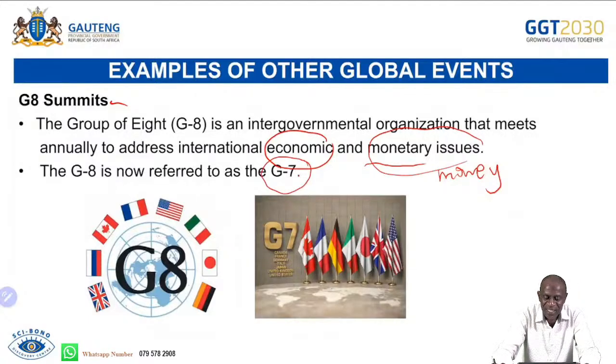It is called the G7 because one member state withdrew its membership from the G8. So now instead of having 8 countries, we remain with 7 countries. And now this summit is named the G7. So we no longer have the G8, the correct summit that is held to discuss international economic matters as well as financial issues is now the G7. As you can count the flags representing the countries involved here.